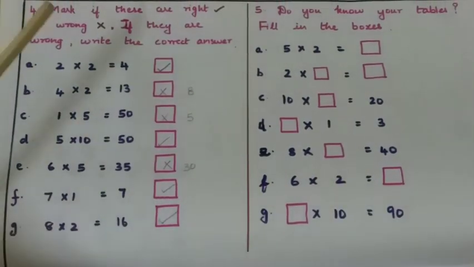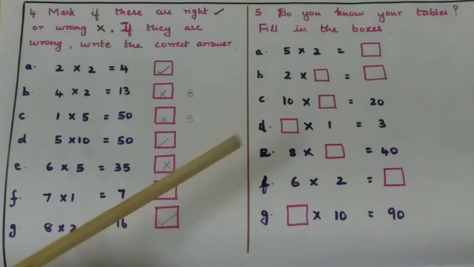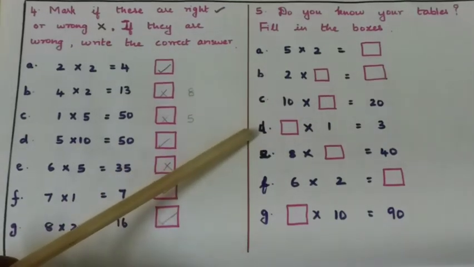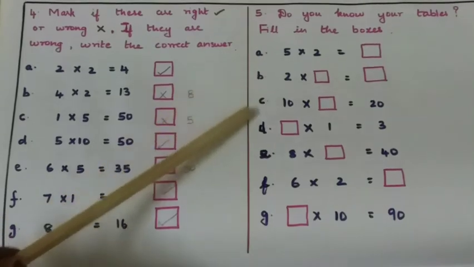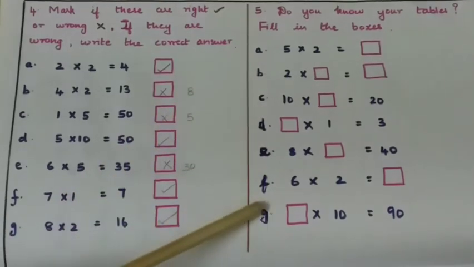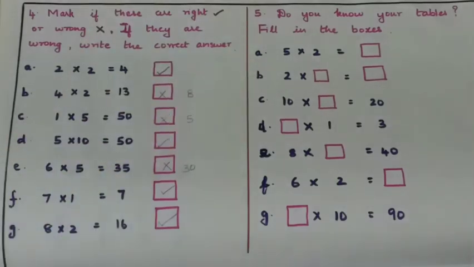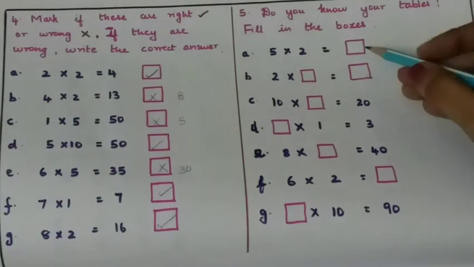Okay, so once your kid does this correctly, then you can move to the next exercise where the kid needs to fill in the boxes with the correct numbers. So if you take the first one, it is 5 into 2. What is 5 into 2? It is nothing but 10.